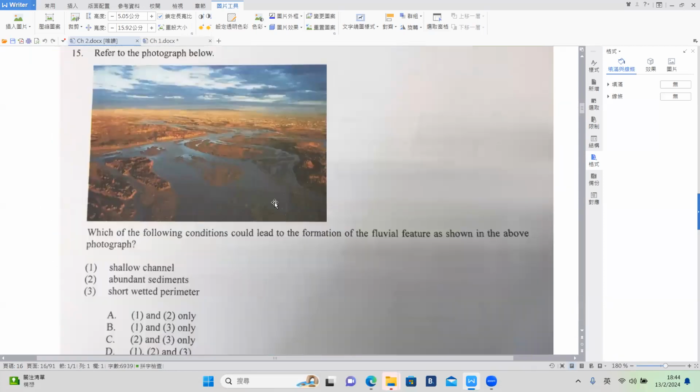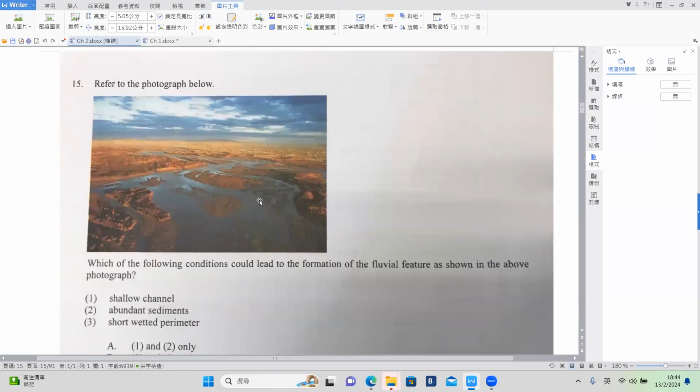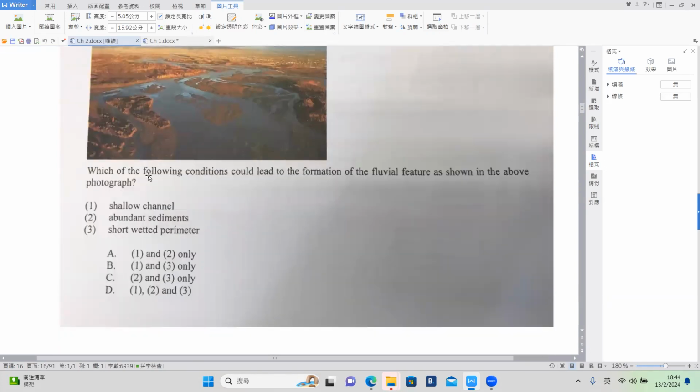Okay, number 7. This is the braided stream. Then what are the conditions that give rise to these features? First of all, shallow channel, right? It has to be very shallow in order to let the sediment accumulate on the riverbed. So number 1 is correct. Abundant sediment is also true.